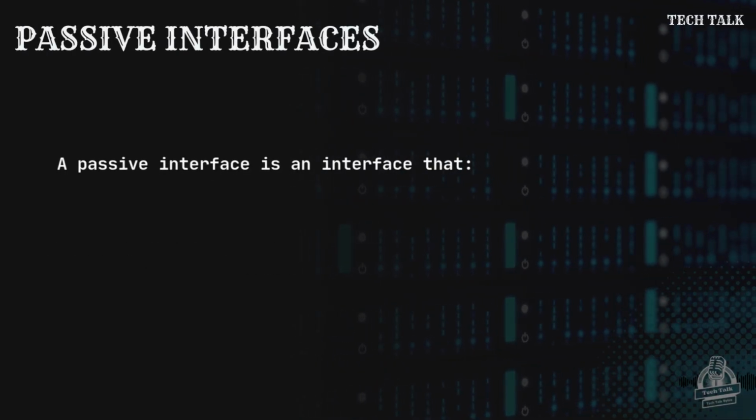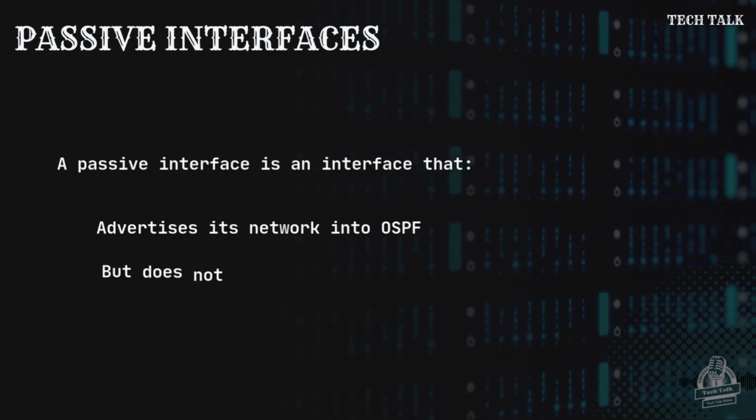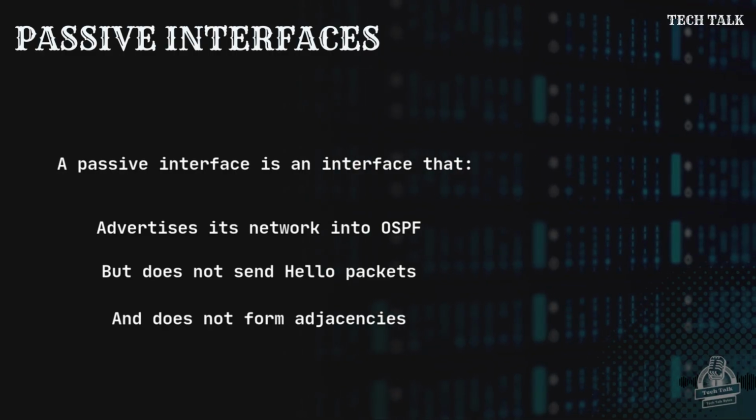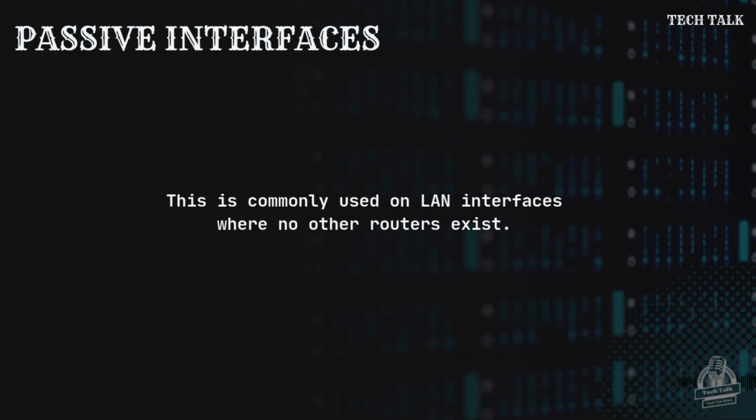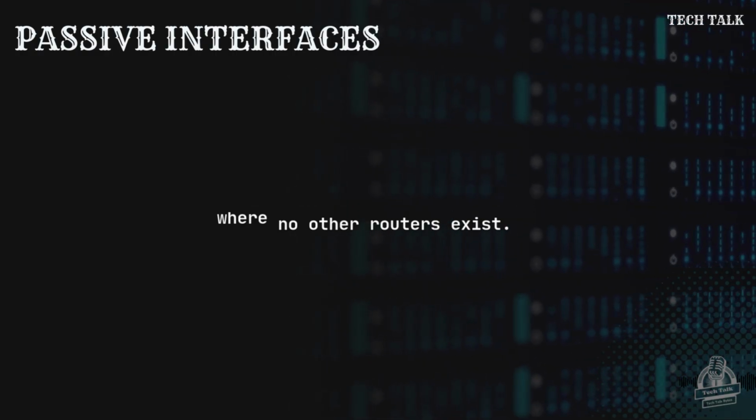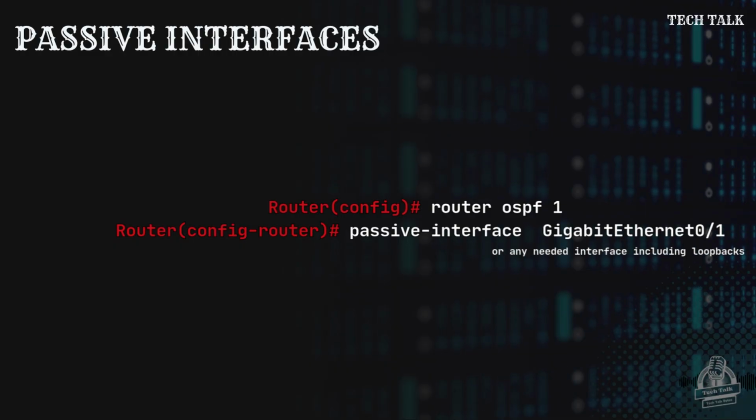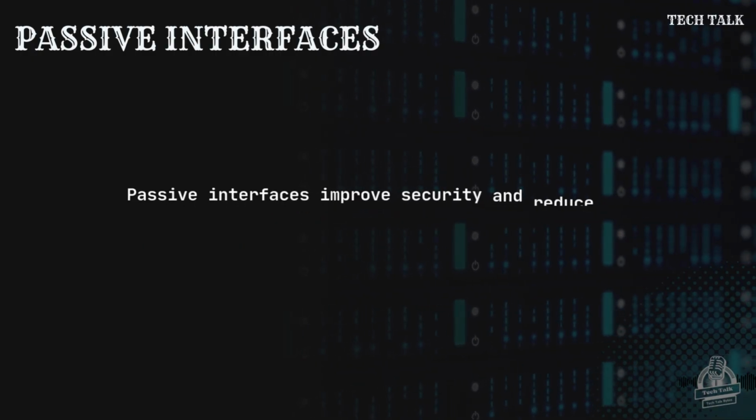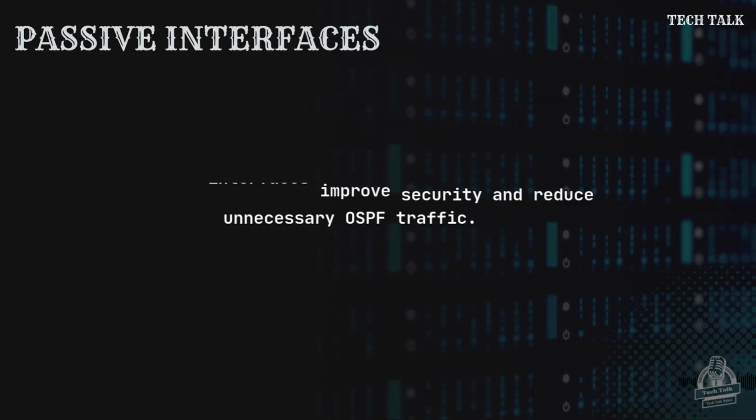A passive interface is an interface that advertises its network into OSPF, but does not send hello packets and does not form adjacency. This is commonly used on LAN interfaces where no other router exists and also increases security. From global config, router OSPF 1, followed by passive-interface GigabitEthernet 0/1. Passive interfaces improve security and reduce unnecessary OSPF traffic.